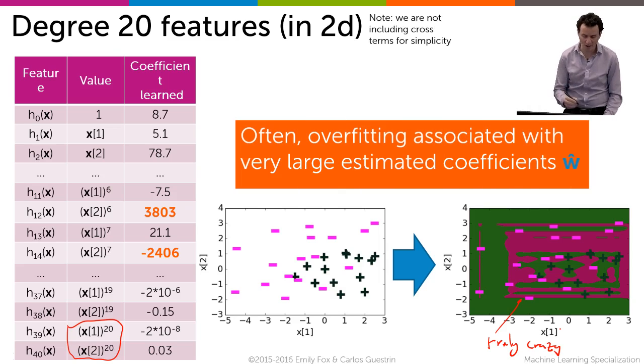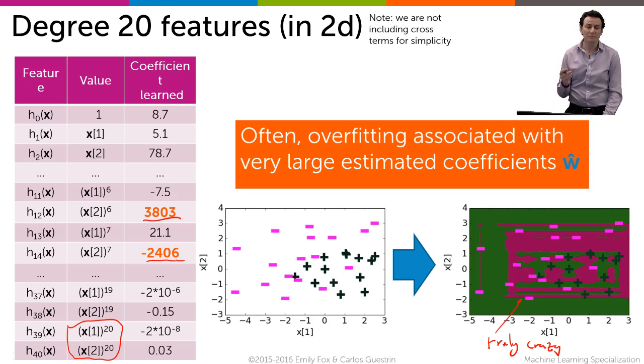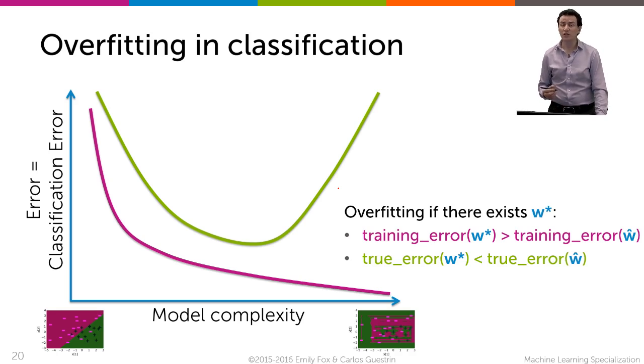And if you look at the learned weights, the coefficients are of the order 3,000, 4,000, minus 2,000. They're much, much bigger than that simple parabola that we learned. It gets all the training data right, but it's clearly overfitting, and it's clearly outputting very large estimated polynomials, very large estimated coefficients. And so we're going to watch very carefully the magnitude of those coefficients when we try to avoid overfitting.